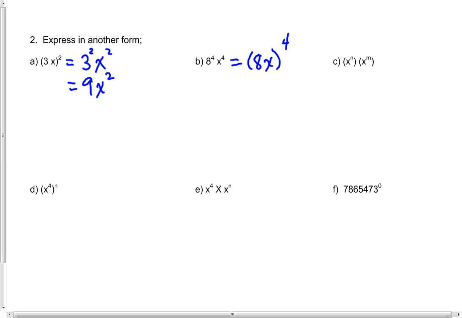For C, x to the n times x to the m, squished up indicates multiplication, and we have the same base, so we can add our exponents. x to the 4 all to the n, we could multiply our exponents and write it as x to the 4n. x to the 4th times x to the n. This one is not the same as the last one. The base is the same, but we have multiplication, and with multiplication you add the exponents.